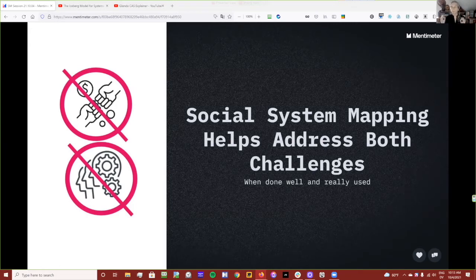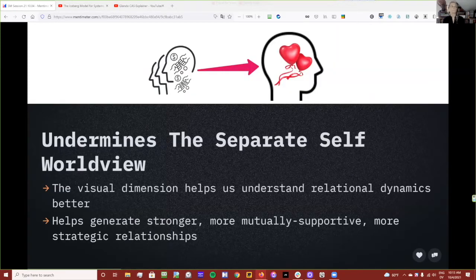So part of our emerging theory in the social system mapping community is that social system mapping can help address both of those challenges of the separate self and the mechanistic worldview. One of the ways that mapping can help is that the visual dimension helps us understand relational dynamics better. Social relationships generally aren't visible, except at the super small scale. There's a visual component to cognition, so being able to actually see relationships can impact our appreciation and understanding of them, and the way a map is designed can help us be more strategic about reaching out and developing relationships.